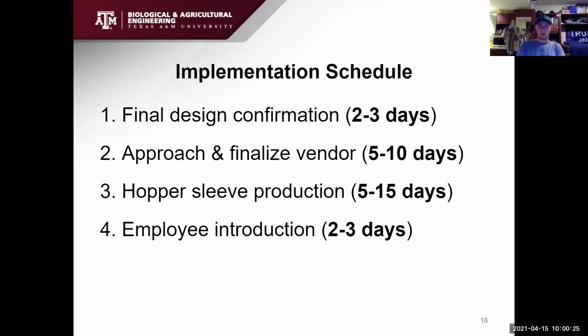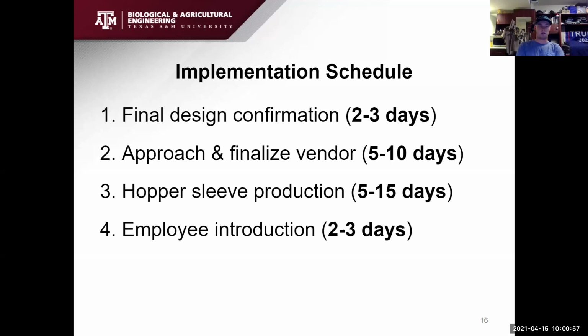Third phase, which is potentially the longest phase, is just the production of the hopper sleeve. We have no real effect on that. That's all on the vendor and how they control that. We suspect it'll take between 5 and 15 days, but ideally we'll be looking more in the 10-day range.